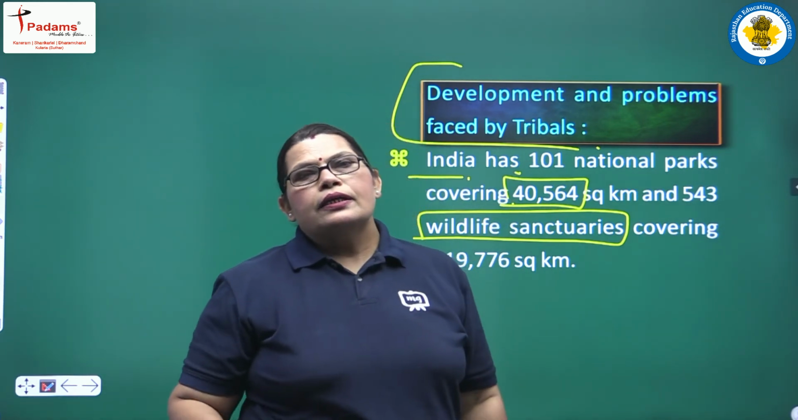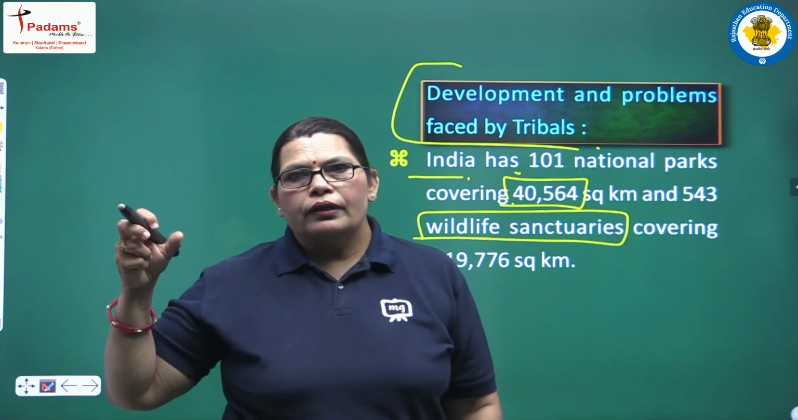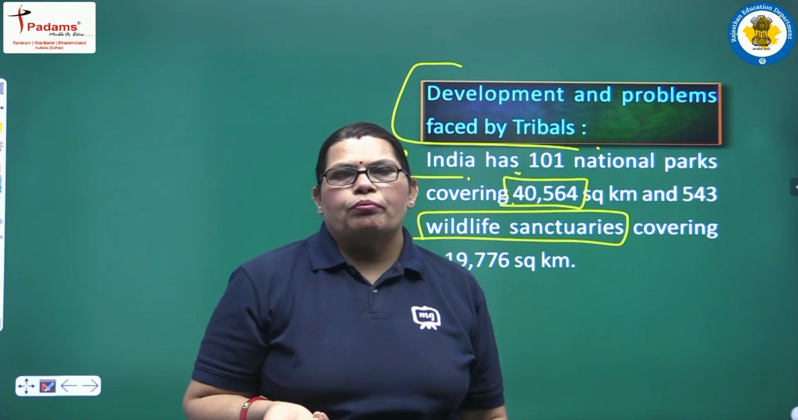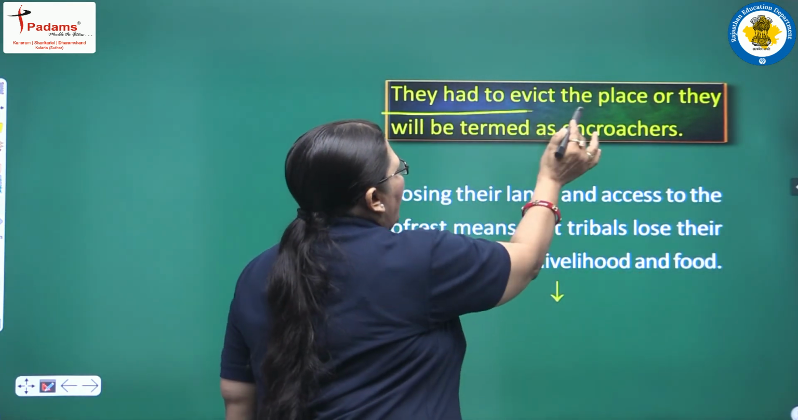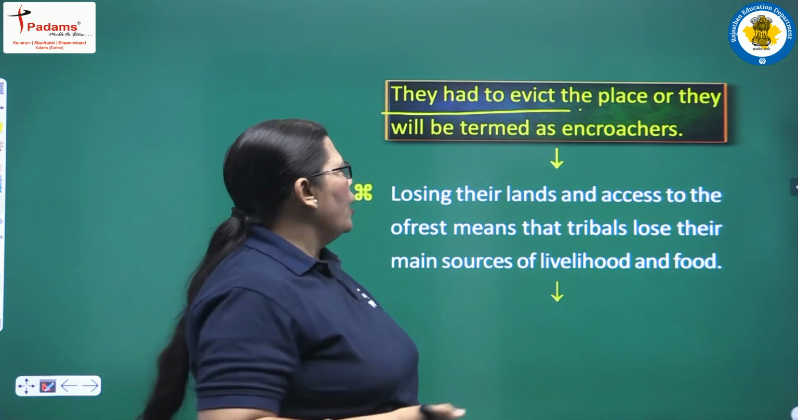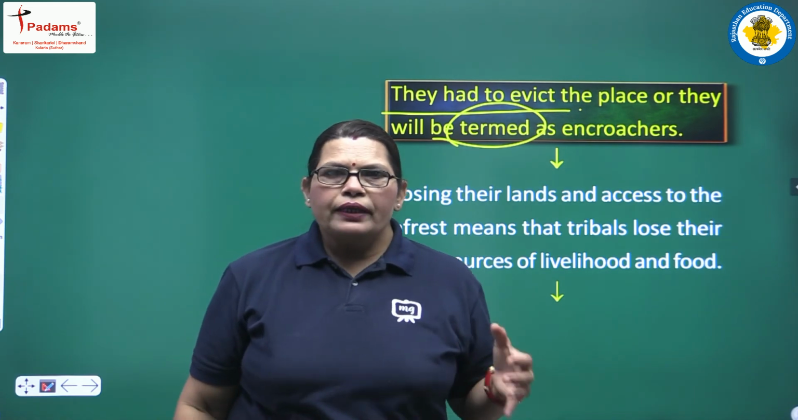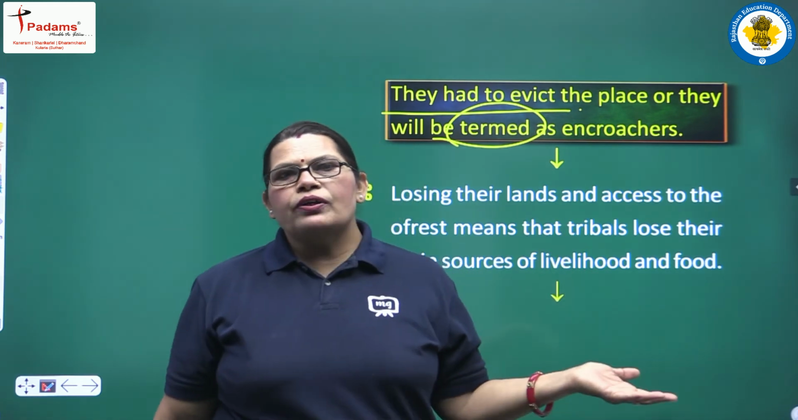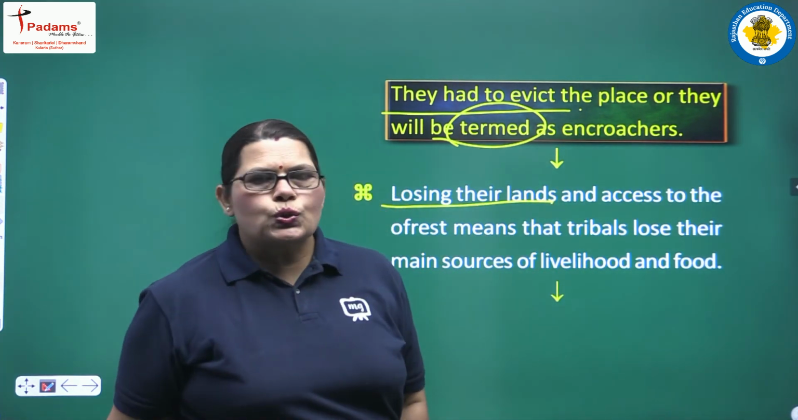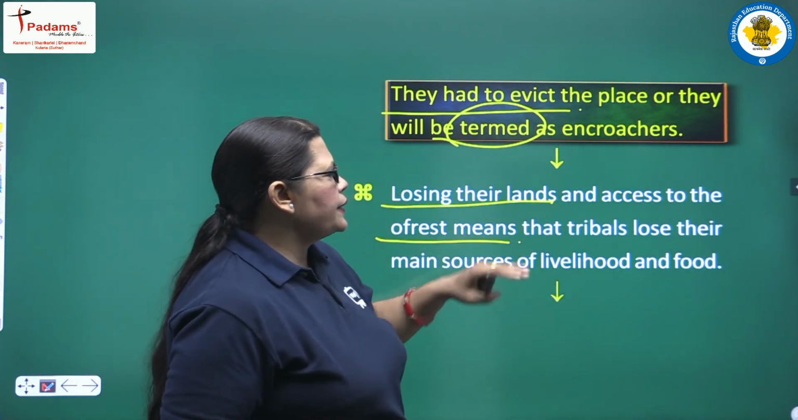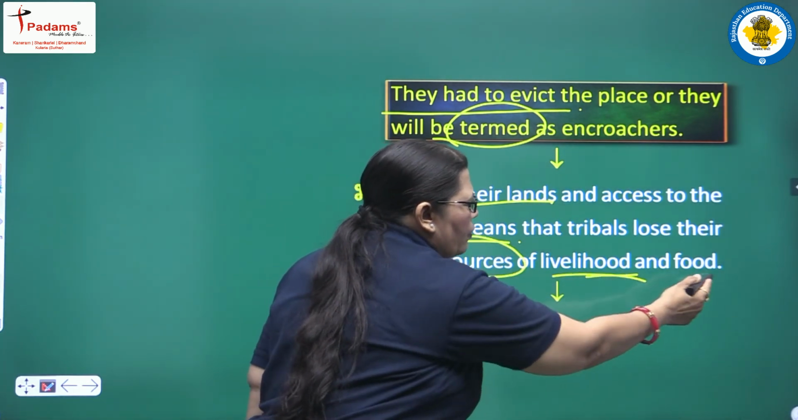These lands, it's okay, are taken by the government, taken by the private authorities. From whom? From the peoples who lived there. So they had to evict the place, or they would be termed as encroachers. That's the main reason why Adivasis left forests. Losing their lands and access to the forest means that tribals lost their main sources of livelihood and food.